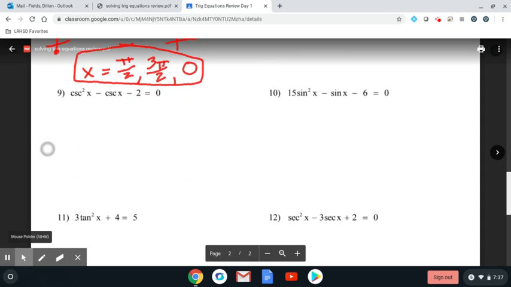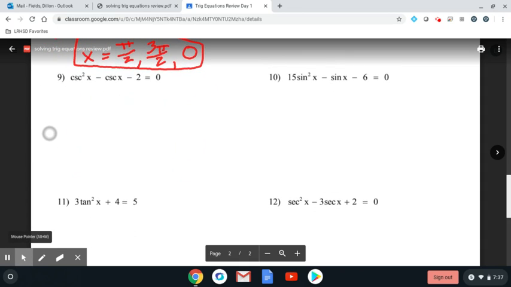All right, let's look at 9. So we haven't seen one like 9 yet. I think the solving strategy is going to be the same, and you guys are going to see that in a second. But what I mean by we haven't seen it yet is we haven't seen, in this case, a cosecant. So far, all we've been dealing with are sines and cosines.